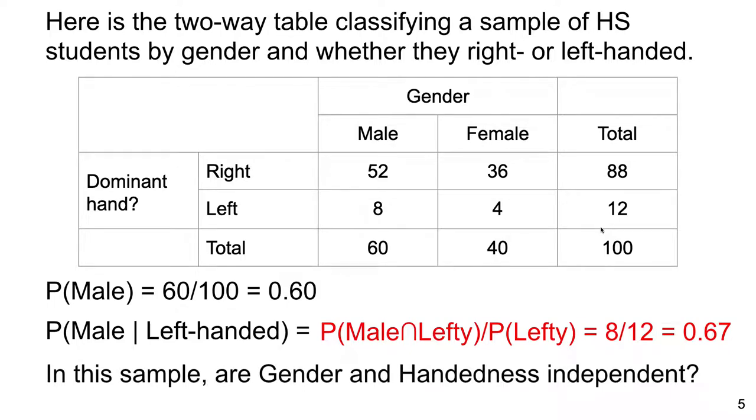In this sample, are gender and handedness independent? This is a preview of what we'll be talking about in the next video. Does knowing that the person is left-handed affect the probability of being male? Because if knowing one variable changes the probability of the other, then they are not independent. And that's the case here. If I know that the person is left-handed, then that increases slightly their probability of being male. So gender and handedness are not independent.